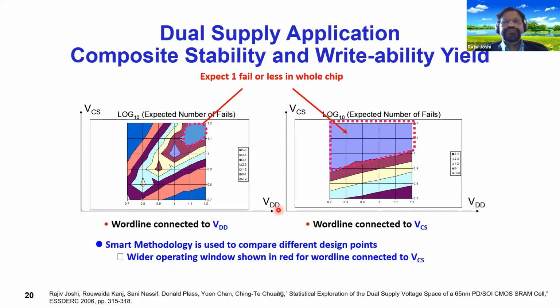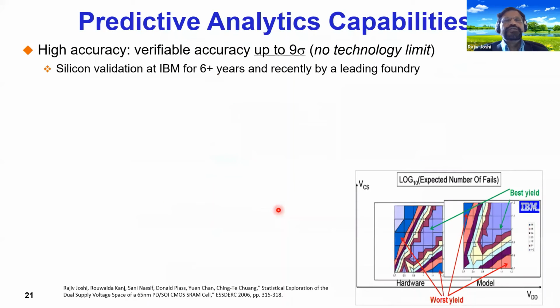So this technique is very useful in determining what type of design you get. You can discriminate between designs, which is better, which is good or worse, and optimize accordingly.